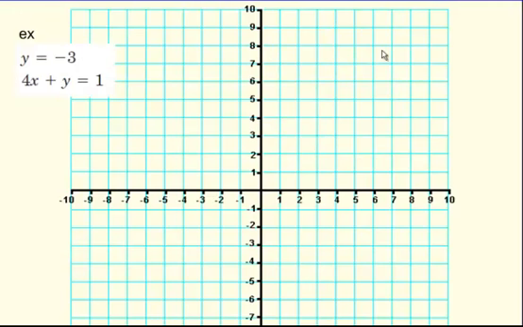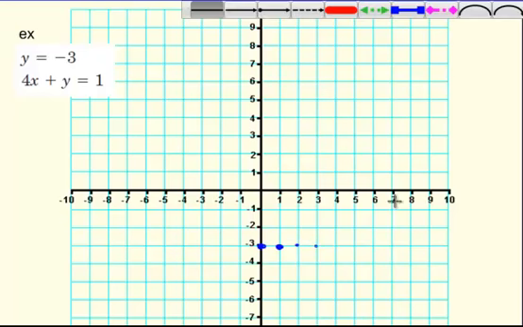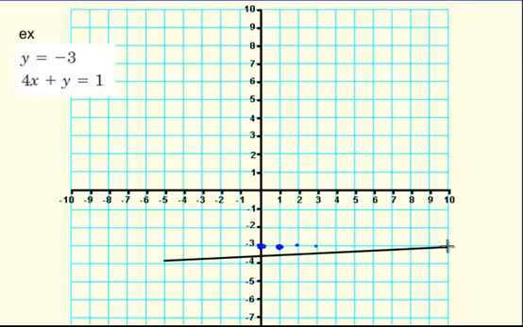Alright. Now we have some things to remember. We have y equals negative 3. Well, that's right here. And right here. And right here. And right here. So we're talking about the horizontal line. That runs right through there. So make sure to remember that one.